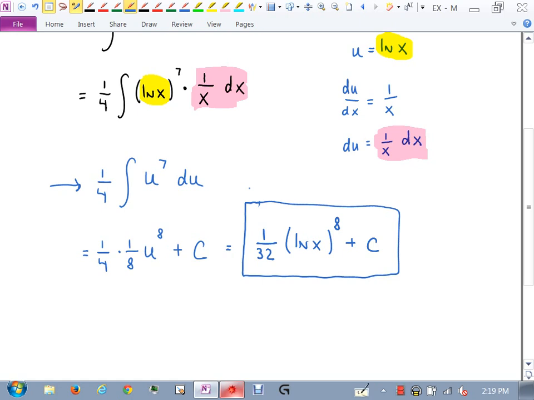If you checked your answer, it would work, because this is chain rule, right? Derivative of this, the 8 would come down, make that a 1/4. So you have 1/4 natural log x to the 7th. Then you go inside, take the derivative of natural log of x, 1 over x. So you have 1/4 times natural log x to the 7th times 1 over x. Squish them all back together, it's going to be natural log x to the 7th over 4x. Yeah?